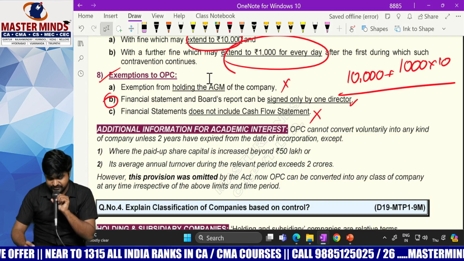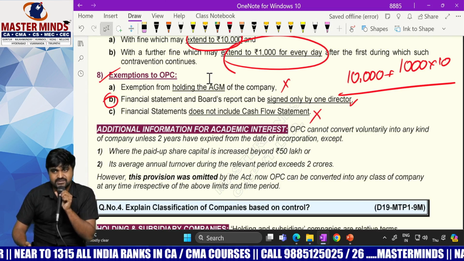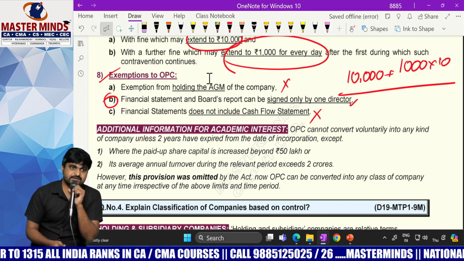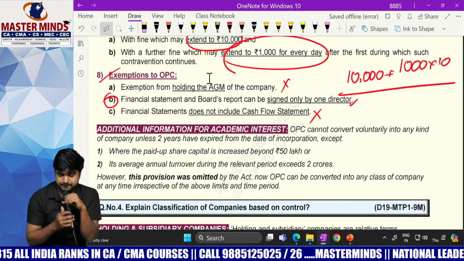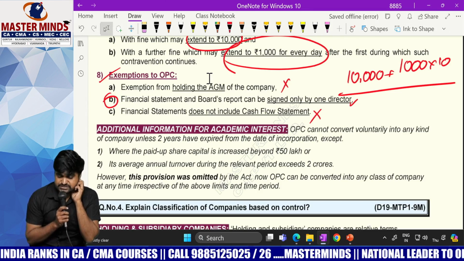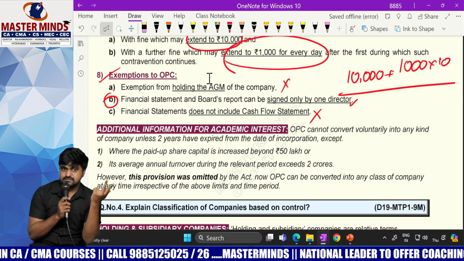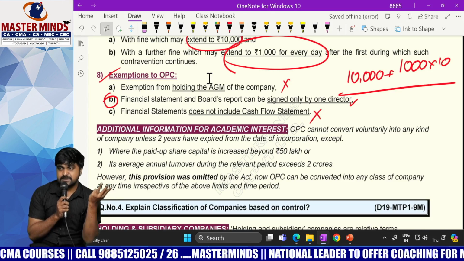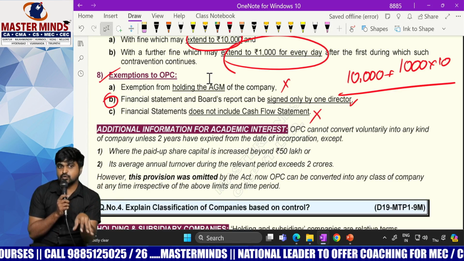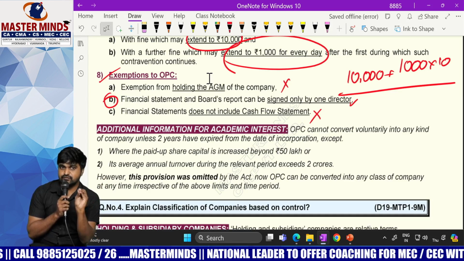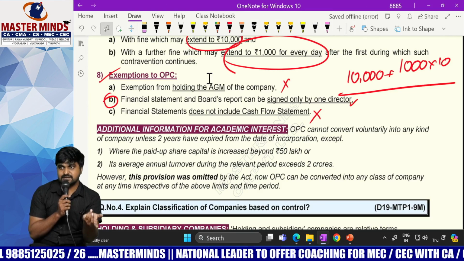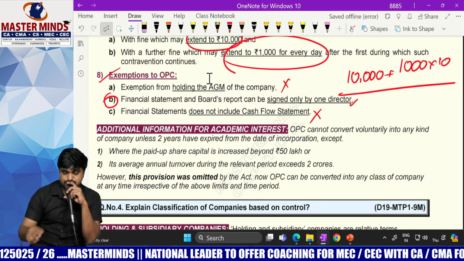Yes, if the OPC has only one director, then who will sign the board report? Only that director. Next one. Financial statement does not include a cash flow statement. Generally, financial statement includes P&L, balance sheet, cash flow, notes to accounts, and statement of changes in equity. But in the case of an OPC, only four. What about the last one? It is not applicable, that is, the cash flow statement.